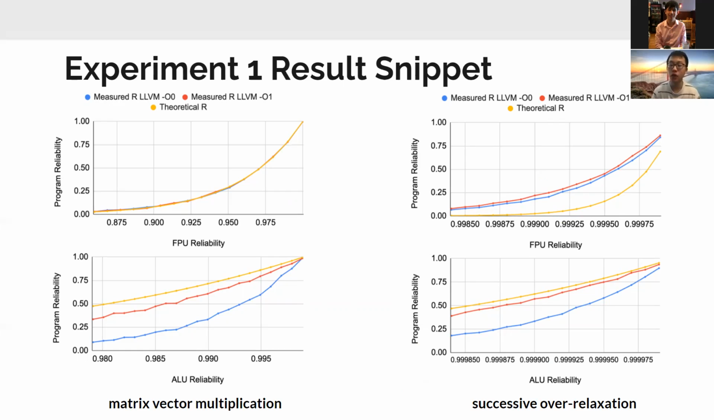For successive over-relaxation, under an unreliable FPU, the theoretical lower bound is correct, but also can be pessimistic. You can see that the runtime reliability behavior is significantly better than the lower bound. Under an unreliable ALU, the theoretical lower bound breaks again. You can also see that in certain cases, like on certain graphs, compiler optimization actually significantly improves the runtime reliability of the applications. Next slide.